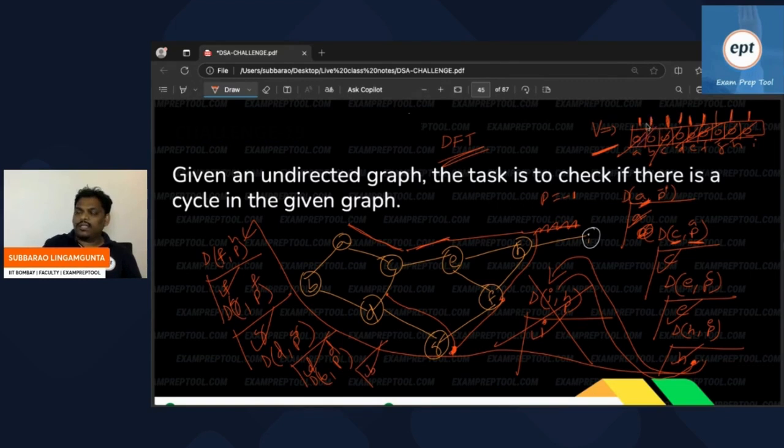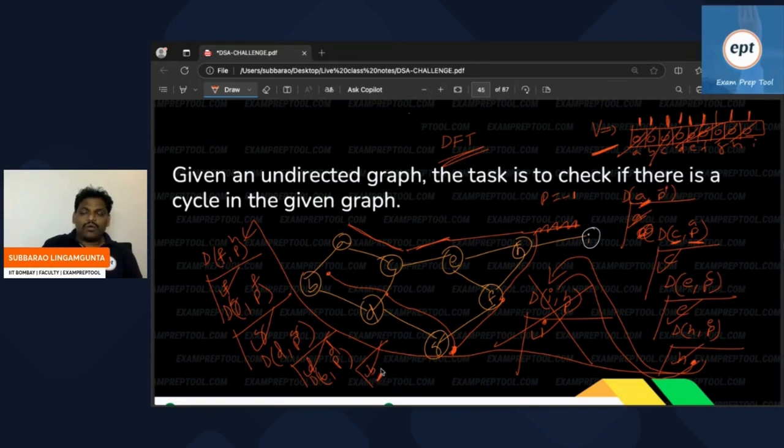Now you will see the interesting story. B is visited. Okay, fine. Next one. Can you help me? Who is the B adjacent? I want an answer from all of you. B adjacent is A, which is not previous.